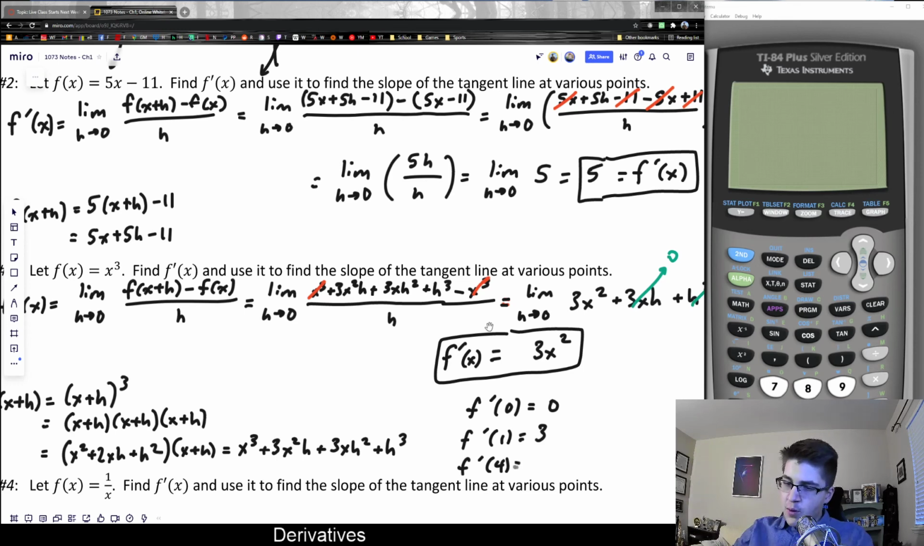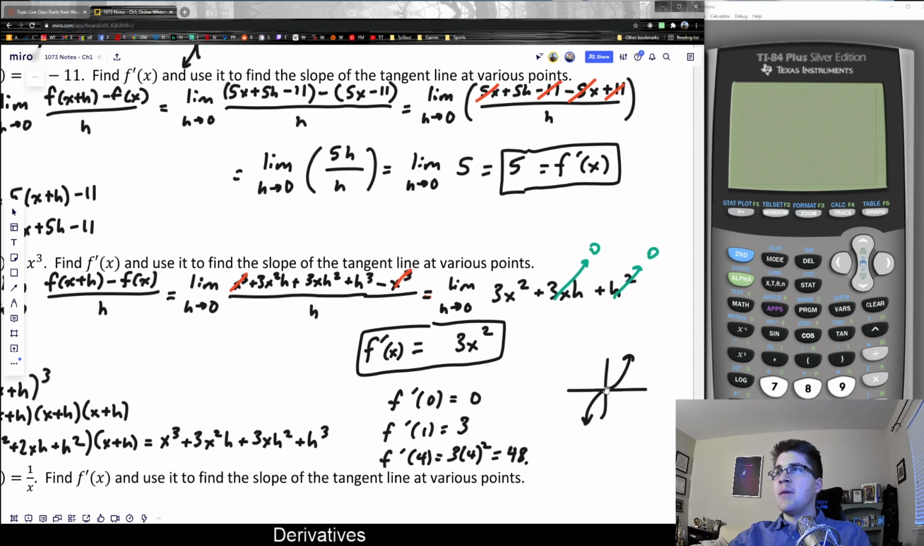And if we go to 4, we would have 3 times 4 squared. 4 squared is 16 times 3 is 48, I believe. And we can see that the slope becomes very, very strong as x increases. And if you remember the shape of an x cubed function, as you move to the right, it gets very, very steep, very, very rapidly. It looks something like this. And as we move to the right, the slope gets further and further. And if we go to the left on the curve, the slope is actually still positive. Noting that our derivative function is 3x squared, this will always be positive as well.